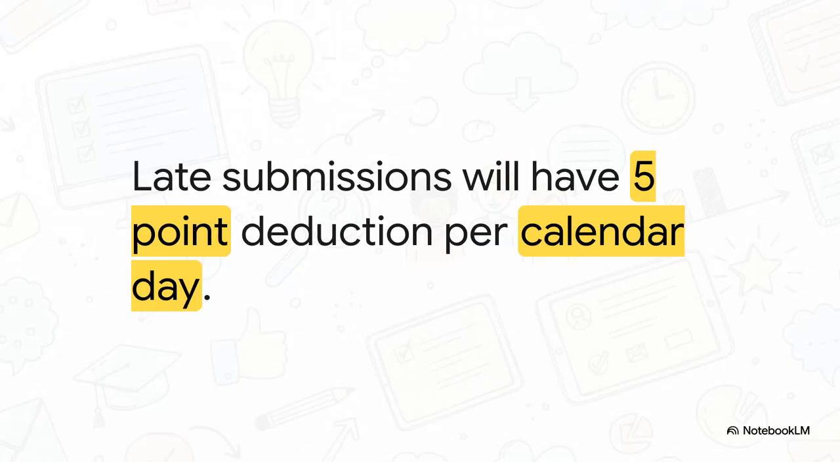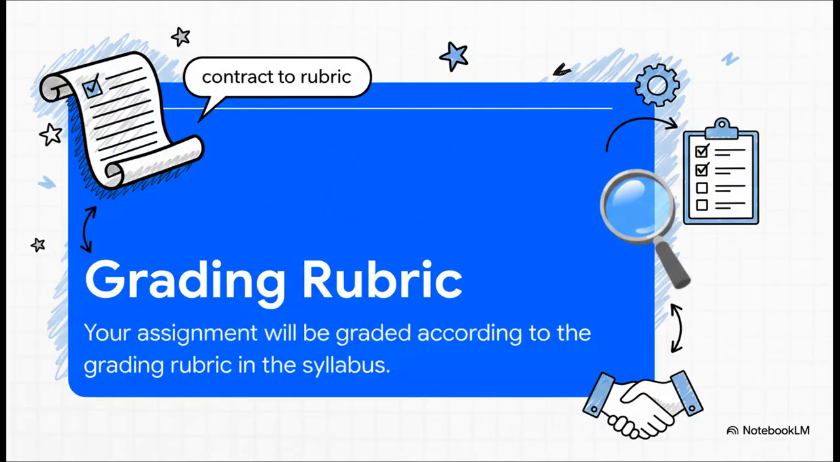Yep, there are real consequences for missing deadlines. A 5-point deduction per day can turn an A into a C pretty fast. This isn't just about being strict for the sake of it. It's about enforcing the time management and consistent engagement that an online course absolutely needs to work. And finally, none of this is a mystery. The assignment points you directly to a detailed grading rubric. Think of this as the contract between the instructor and the student. It totally removes the guesswork and gives you a clear, transparent roadmap for how to do well.